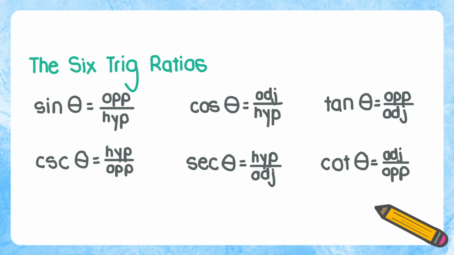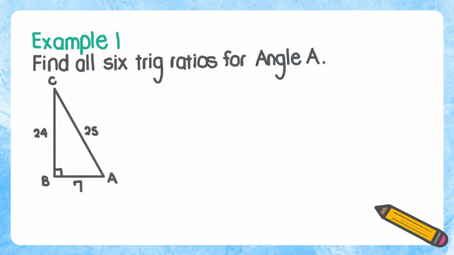So with these ratios in mind, let's take a look at some examples. For our first example, we have this right triangle ABC, and we are asked to find all 6 trig ratios for angle A. Similar to previous lessons, we're going to identify the different sides based on where we're standing. So here's a penguin at angle A. I decided to go with a penguin today instead of a person.